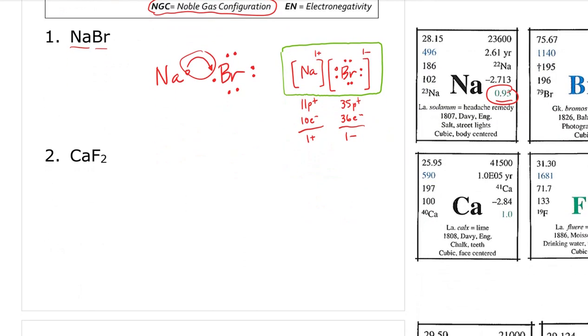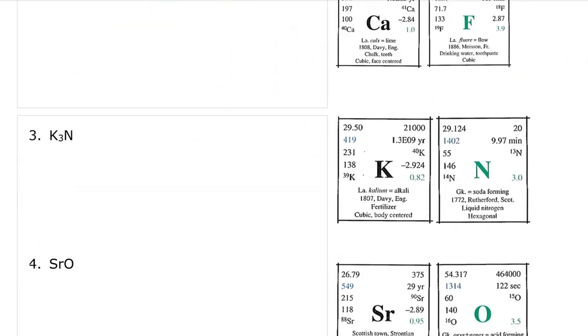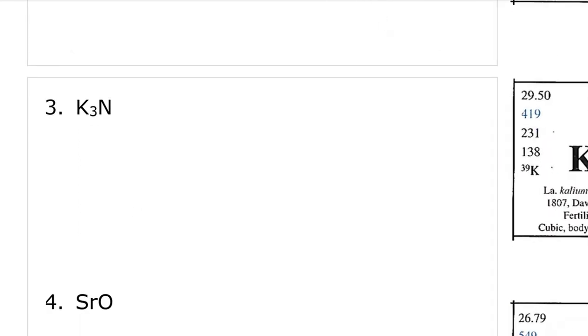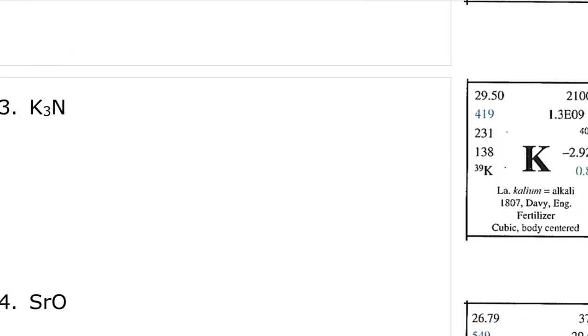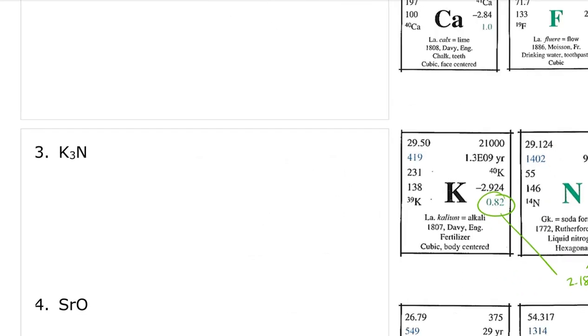Let's look at a couple more examples. Let's look at K3N, potassium and nitrogen. Potassium and nitrogen have electronegativities that are very different. So as before, if we subtract 0.82 from 3.0, we get a difference of 2.18. That is also greater than 1.66, therefore this is an ionic compound. Remember, that's our magic cutoff number. Anything bigger gets to be ionic. And so we're going to treat these as an ionic compound.